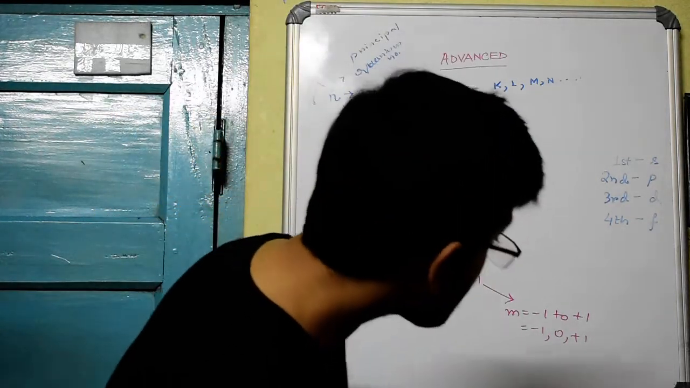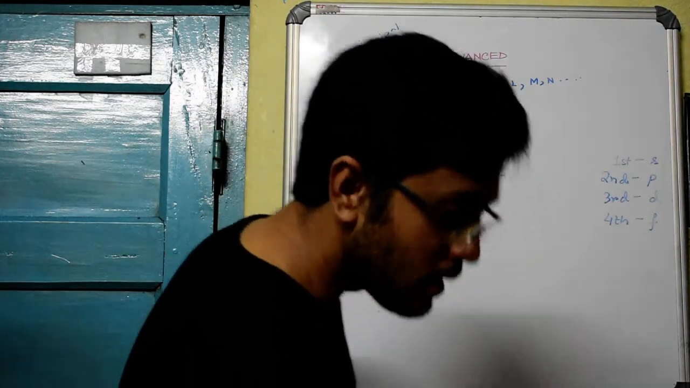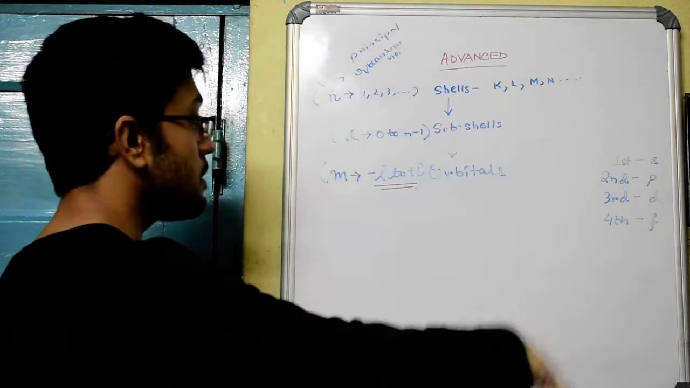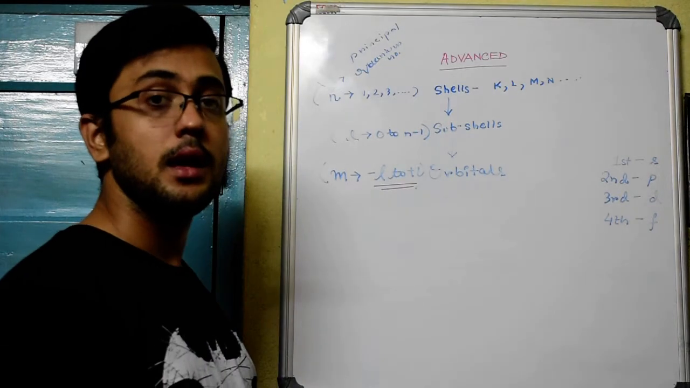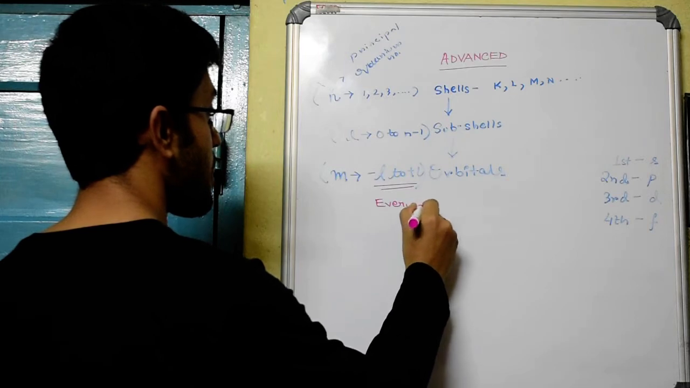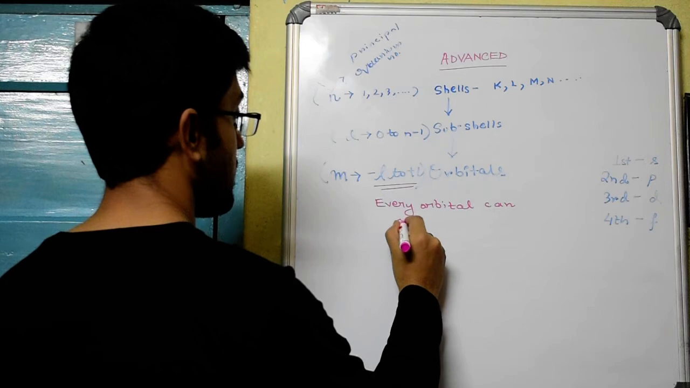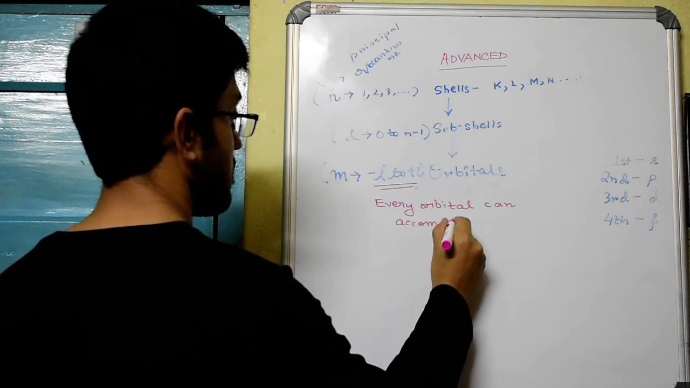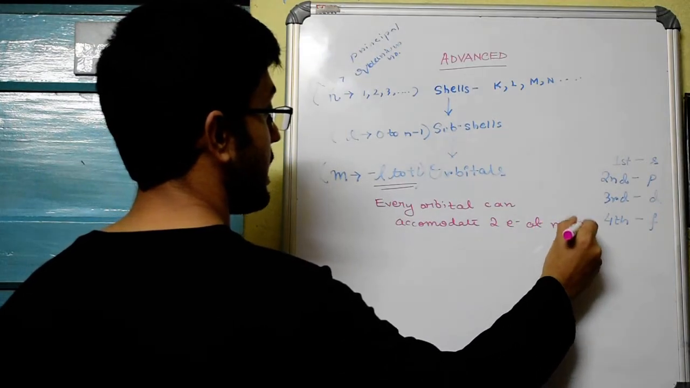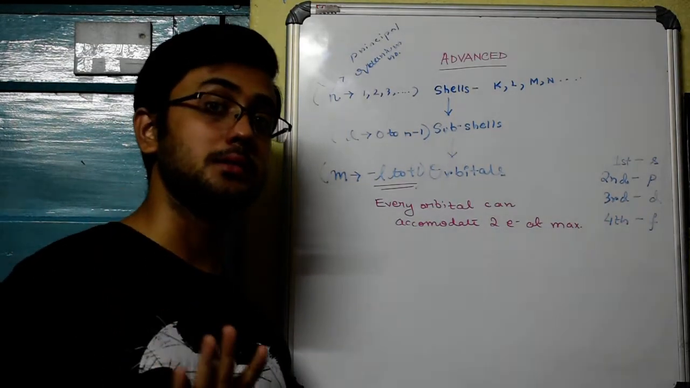So what did we come to know in short? We came to know that shells can be further subdivided into subshells, which can be further subdivided into orbitals. And here there's a rule. Every orbital can accommodate 2 electrons at maximum. Every orbital can have 2 electrons maximum.